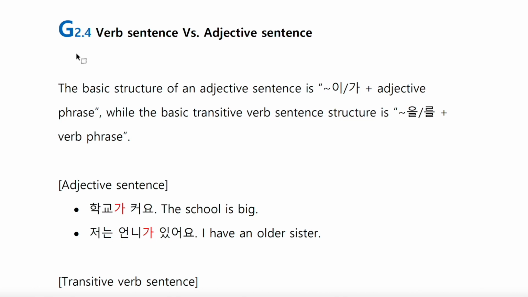Verb sentence versus adjective sentence. The basic structure of an adjective sentence is something 이가 followed by an adjective phrase. 그렇죠? While the basic transitive verb sentence structure is something 을/를 followed by a verb phrase. I want to put more focus on this adjective sentence.